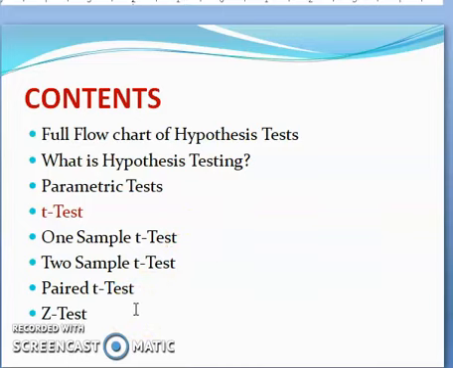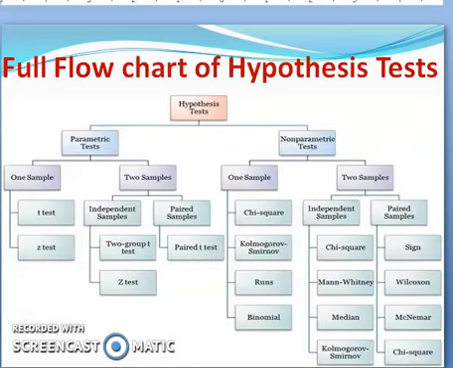So the first one is full flow chart hypothesis tests. See at a glance the full flow chart of hypothesis test. Hypothesis test is converted into two parts. The first is parametric test and second is non-parametric test. Again parametric test is converted into two forms, one sample and two sample, and again non-parametric test converts into one sample and two sample.